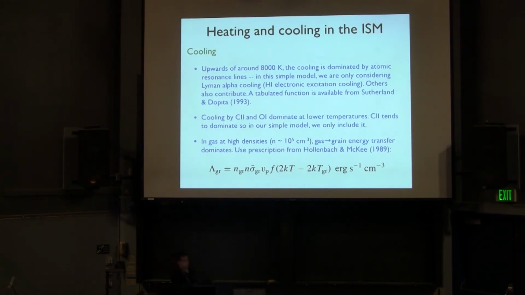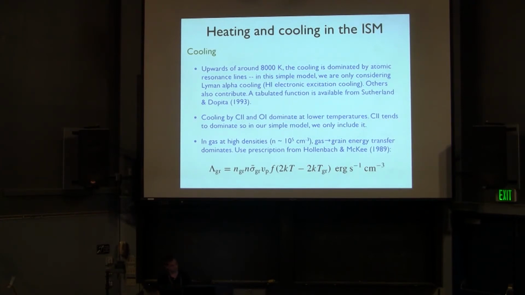Okay. So we said a bit about chemical heating and cooling, and we also mentioned a bit about the heating by photoelectric emission. How does the gas cool in the ISM? Well, upwards of around about 8,000 Kelvin or so, the cooling is dominated by atomic resonance lines. You're probably most familiar with Lyman alpha cooling, which is the electronic transitions within atomic hydrogen. But there are other ones as well. For example, helium plus, helium 2 plus can also cool the gas. So various transitions within there.